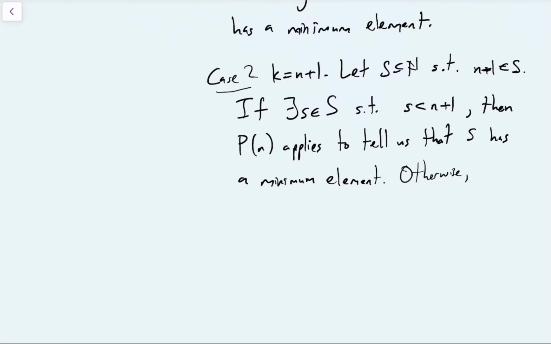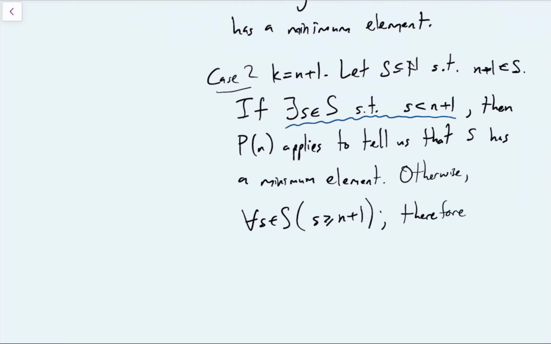if it's not the case that there exists some s in S such that s is less than n plus 1, what must be true is that for all s in S, s is greater than or equal to n plus 1. And therefore, n plus 1 is the minimum element of S. So that's just saying, could there be a smaller element of S? No, because I already covered the case where S had any element smaller than n plus 1. And we know n plus 1 is in there. That was our assumption right here, that n plus 1 is in S.